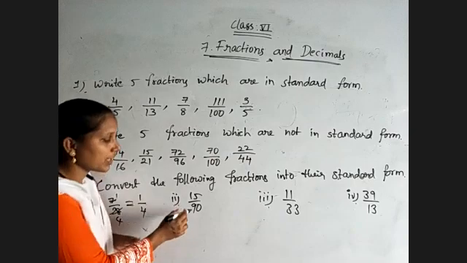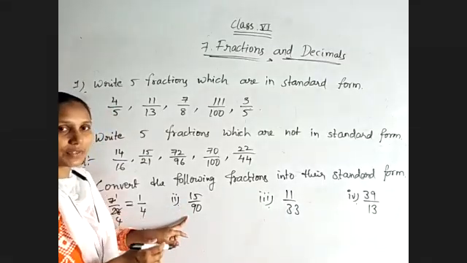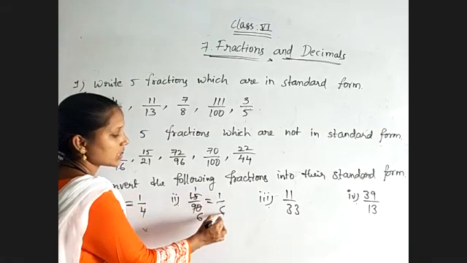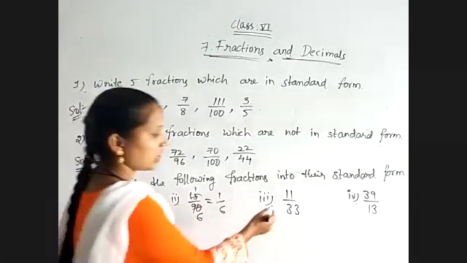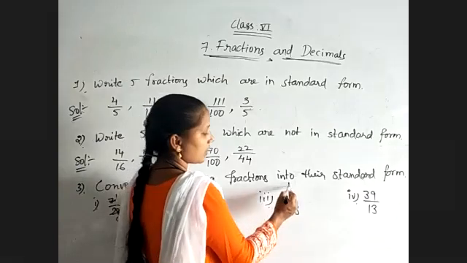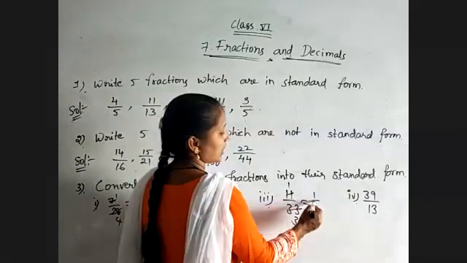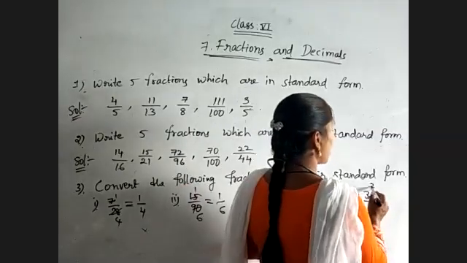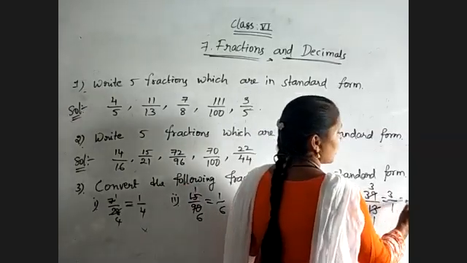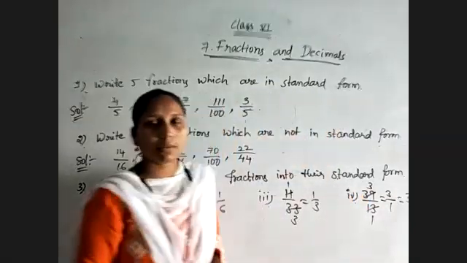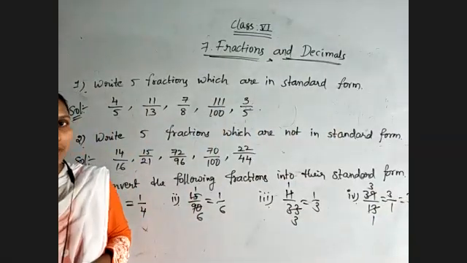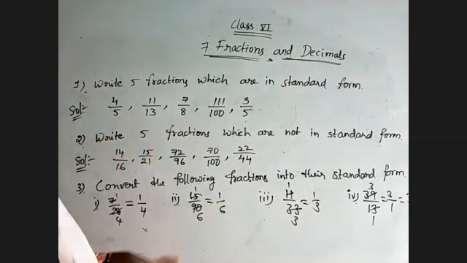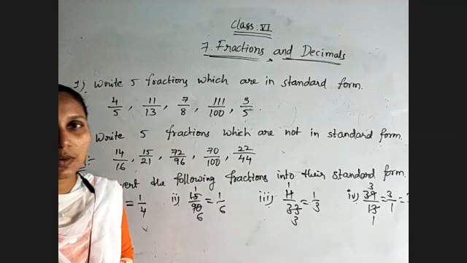And coming to 15 by 90, both can cancel in the 15 table only. 15 ones are 15, 15 sixes are 90, so 1 by 6. Okay, then both can cancel in the 11 table. 11 ones are 11, 11 threes are 33. So 1 by 3 is the standard form. And 39 by 13, 13 ones are 13, 13 threes are 39. We will get 3 by 1. 3 by 1 is nothing but 3 only. Any number divided by 1 is that number itself. Yes. So these are the different questions depending on standard form. Now we will see exercise problems.